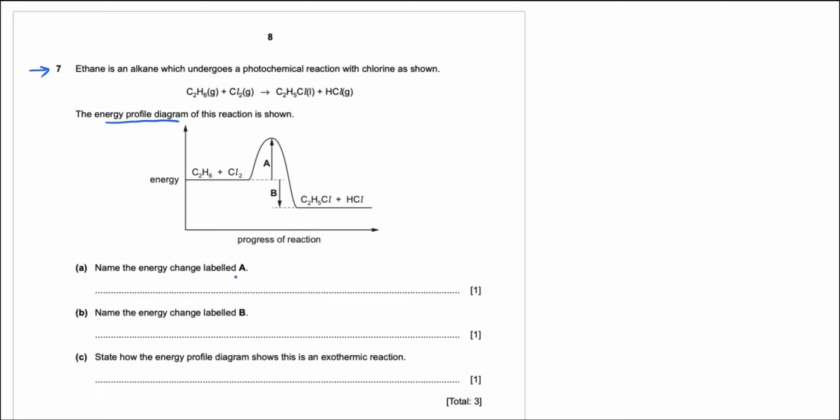Name the energy change labeled A. So remember, from the energy level of the reactants, here we have reactants, and there you have products. So from the energy level of the reactants to the top of that hump, that's activation energy. So the answer is activation energy. Name the energy change labeled B. So from the level of the reactants to the level of the products, that difference is the enthalpy change or energy change.